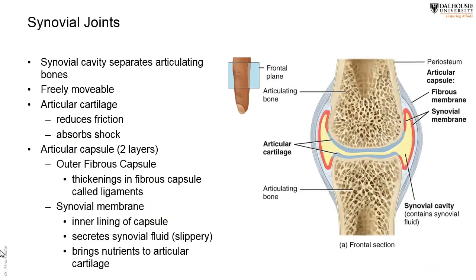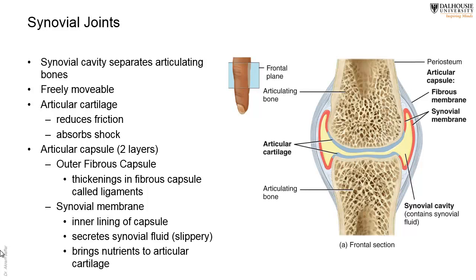The other type of joint in the body, which is usually mobile and is the most abundant type of joint in the body, is the synovial joint. In these synovial joints, there is a cavity. Unlike the fibrous and cartilaginous joints, there is a space, a cavity, which separates the articulating bones. You can see here the blue structure is a cartilage. Usually it's a hyaline cartilage, covering the articular surfaces of bone.